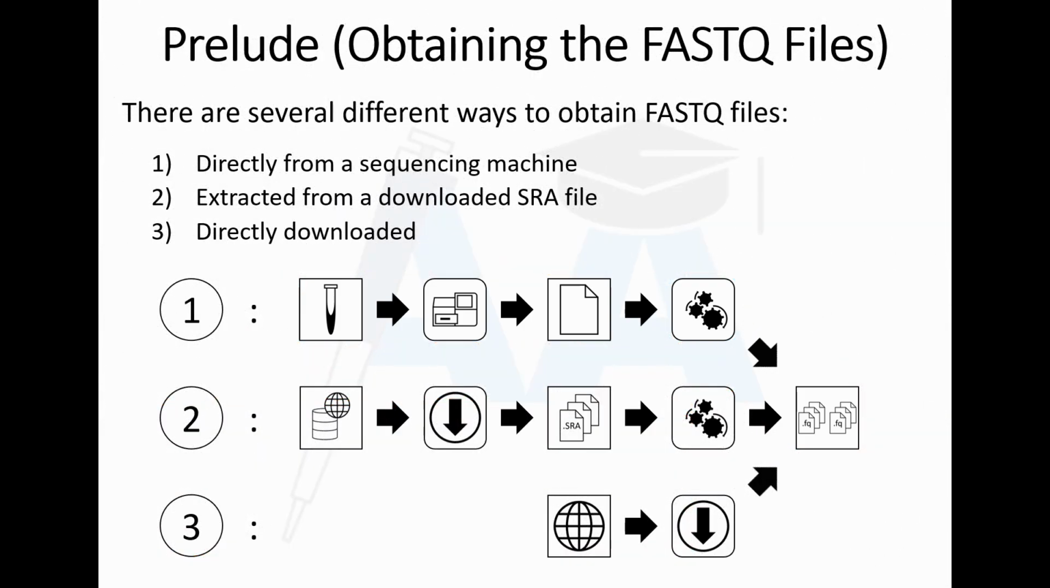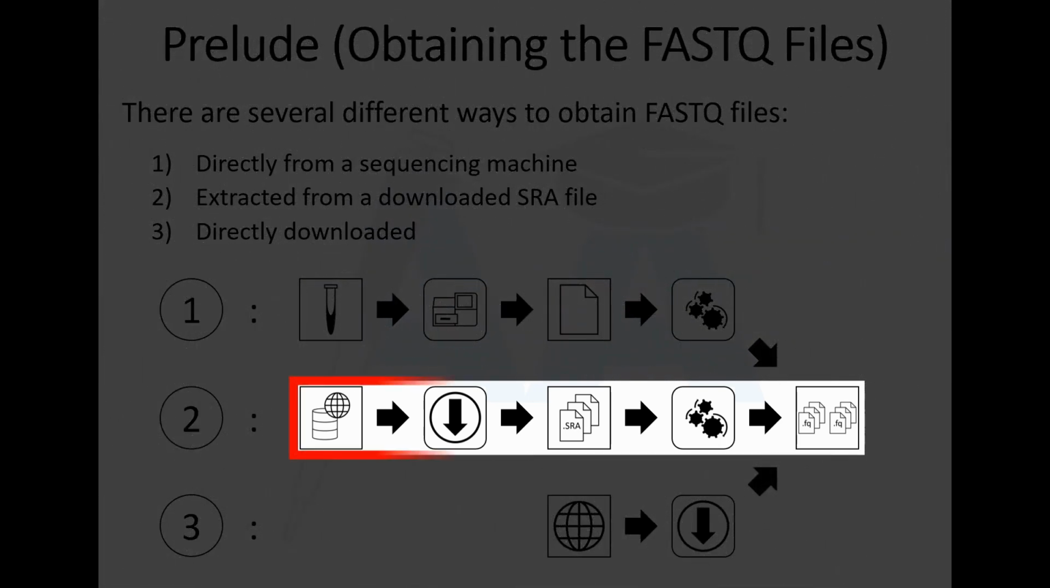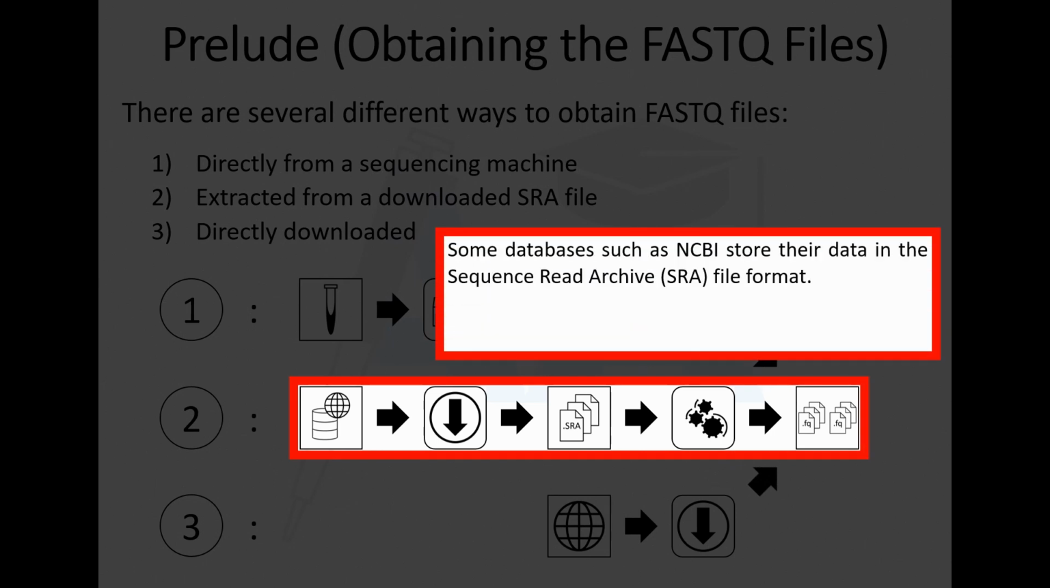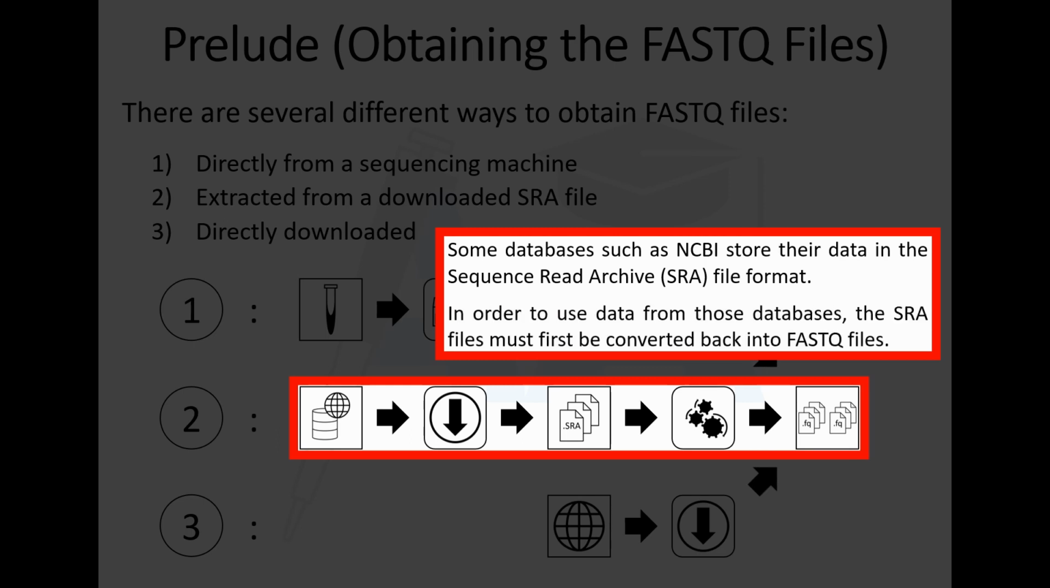I also want to quickly address the question some of you may have, namely, why we download an SRA file and then extract FASTQ files from it instead of downloading the FASTQ files directly. The simple answer is that this is not always an option. Some databases, such as NCBI, store their data in the sequence read archive file format. In order to use data from these databases, we have to go through the process of first downloading SRA files and then extracting FASTQ files from them.